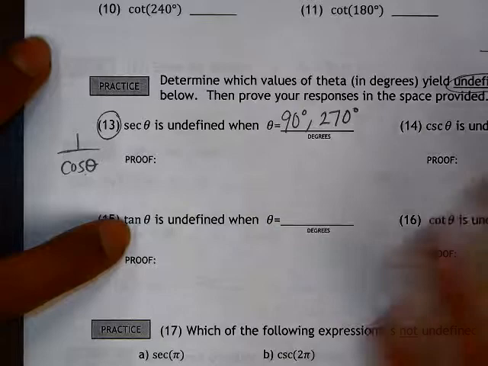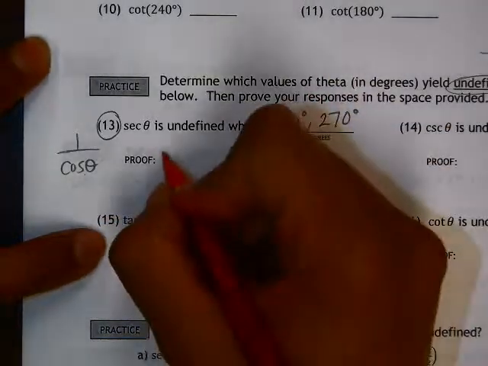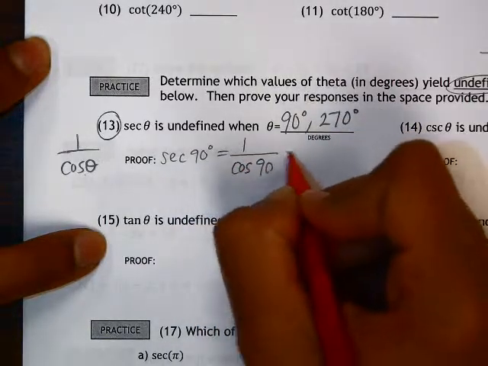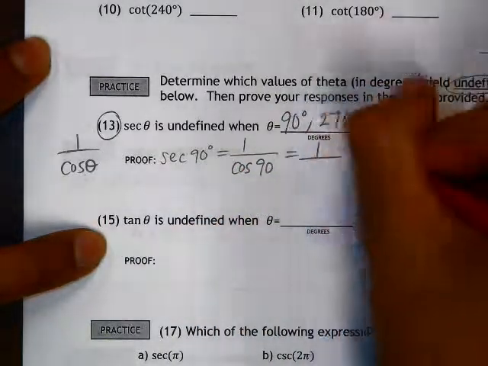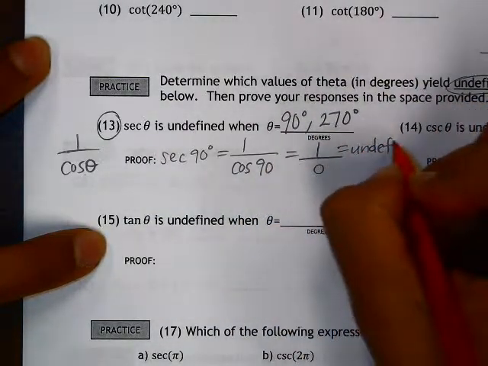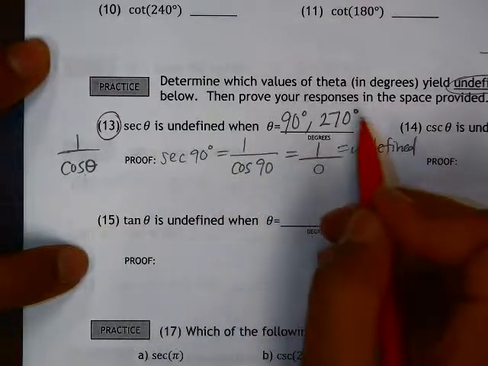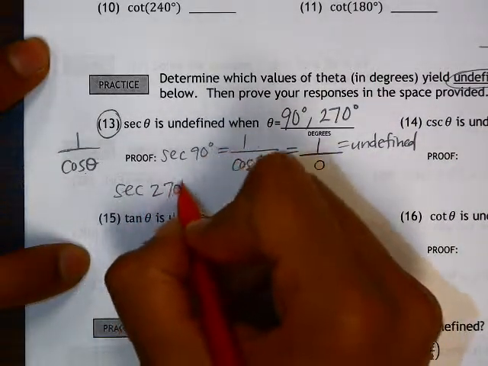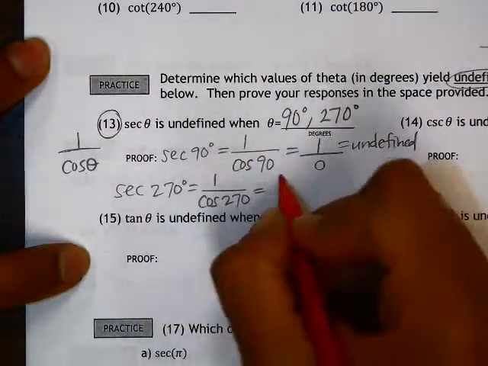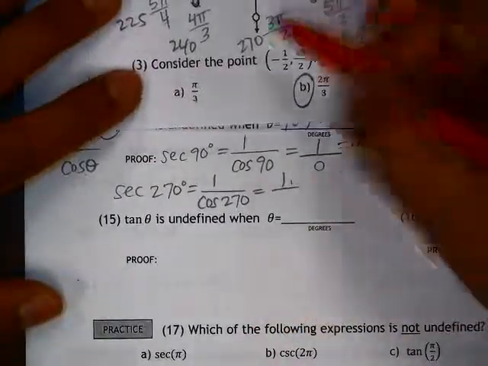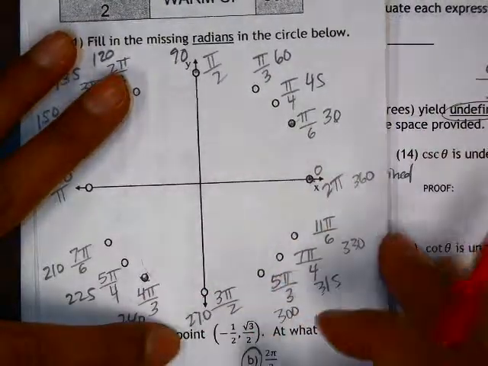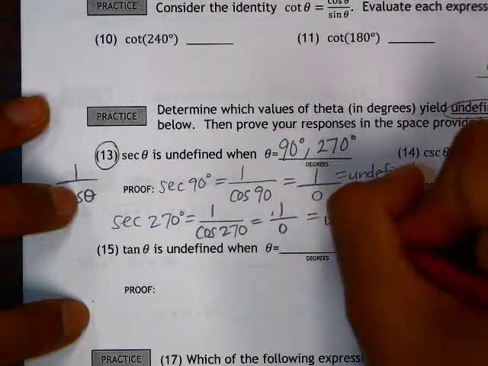Proof means show that this is actually true. So secant of 90 degrees is equal to 1 over the cosine of 90 degrees. And according to our unit circle, cosine of 90 is equal to 0, and 1 over 0 is an undefined answer. Similarly, let's prove that secant of 270 degrees is undefined. So secant of 270 is 1 over the cosine of 270. And again, on our unit circle, we can see here that the cosine of 270 is also equal to 0, which is undefined.